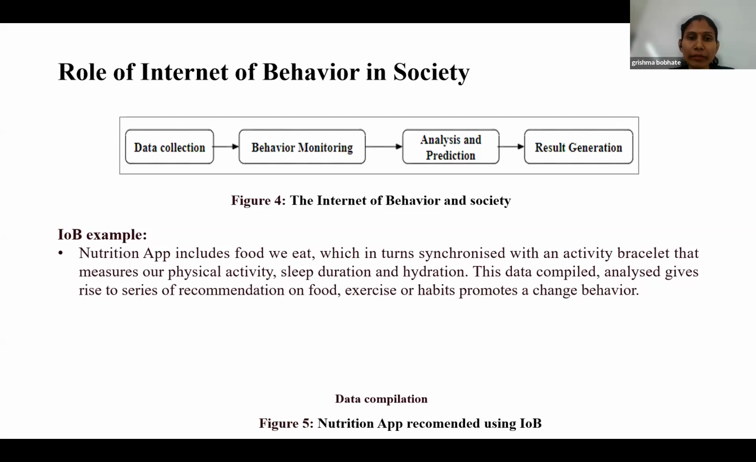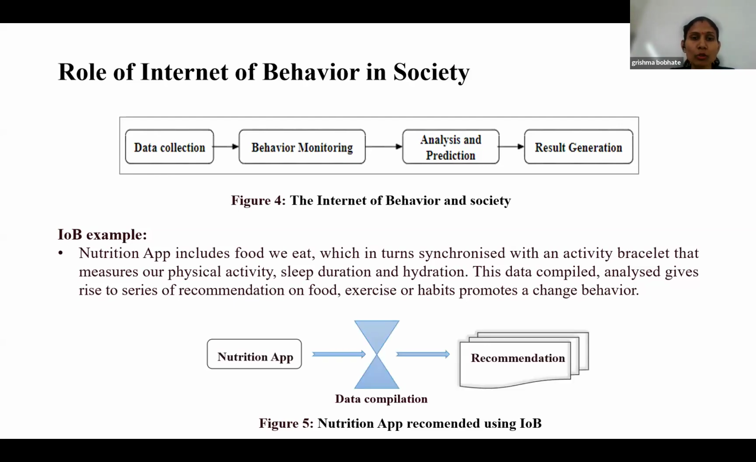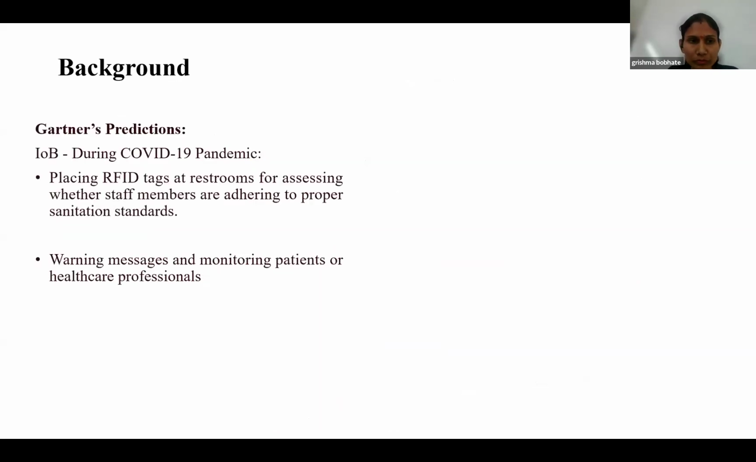Means the IOB, wherever the data is collected, will monitor that behavior, analysis will be done, and predictions will be generated on the results. For example, take a nutrition app: when a human uses the nutrition app, it calculates sleeping time, physical activity duration, and hydration. From that analysis, it will recommend what type of services you should take, and how you should take care of your body. So it promotes behavioral changes, recommending your food, exercise, and habits also.